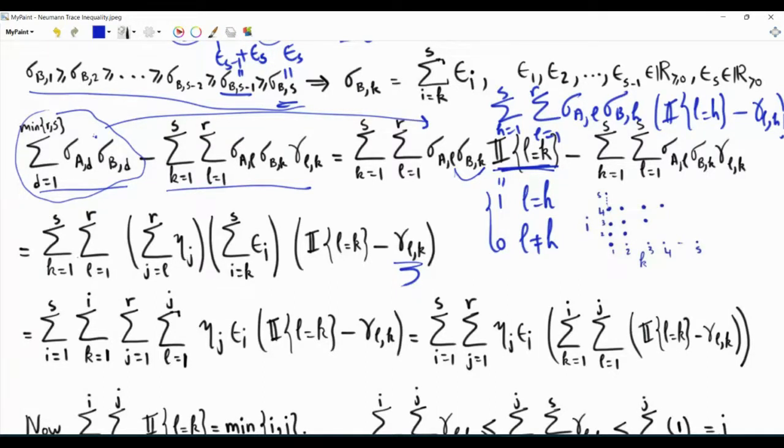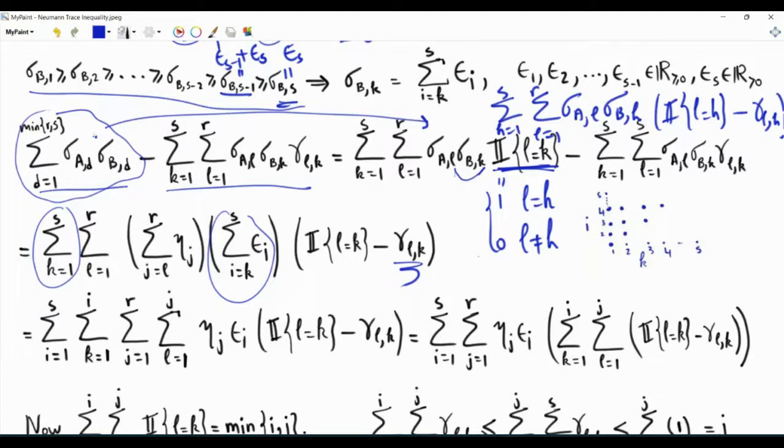Okay, and then what we'll do is that we will change the order of sum. We have finite sums, so we can do the summation in any order of our choice. So for example, if we take K, so here we are summing K from 1 to S and then I from K to S. This is equivalent to summing I from 1 to S and K from 1 to I. Right? So this is an illustration why this is true.